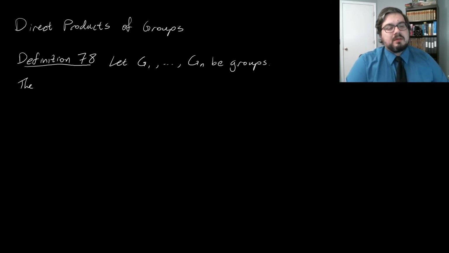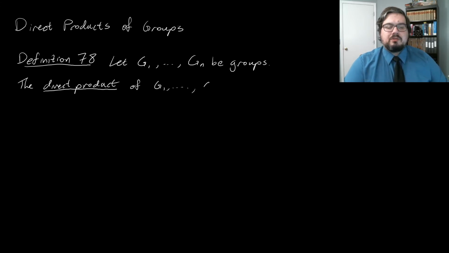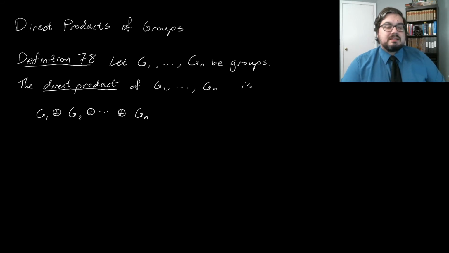Definition 78. Let G1 up through Gn be groups. We want a finite collection here, but other than that, we can take any groups that we like. The direct product of G1 through Gn is the following. First of all, we write it this way, G1 direct sum, G2 direct sum, etc. String them together, as many as we like, using this symbol of a plus sign in a circle. So this is the direct product notation.